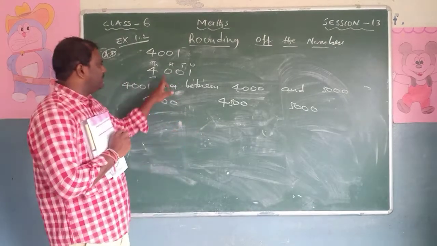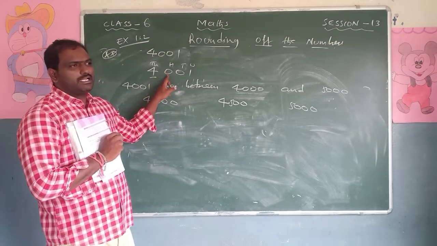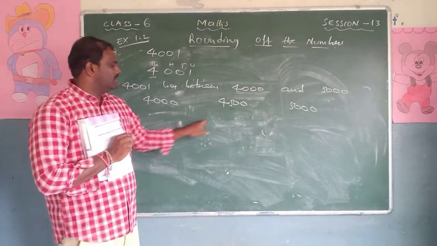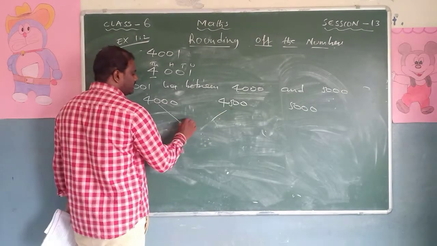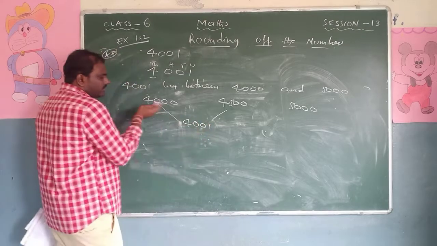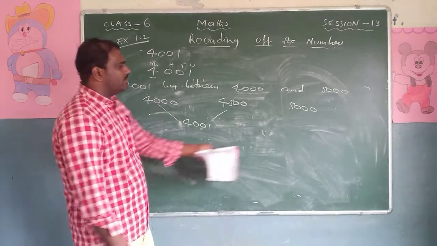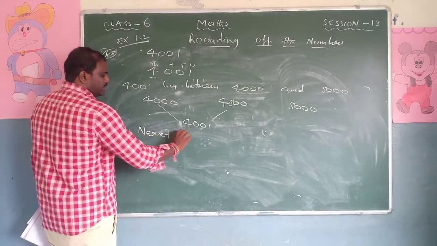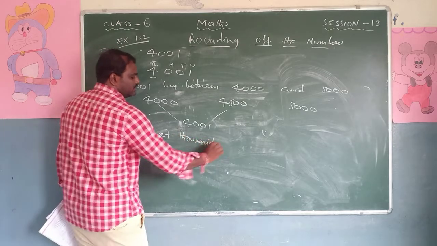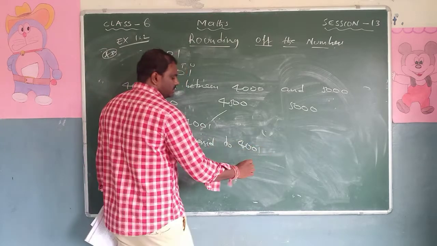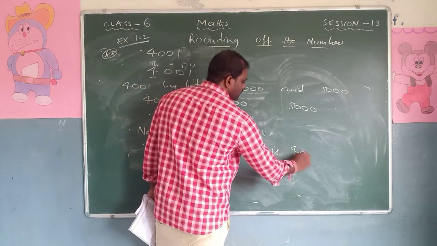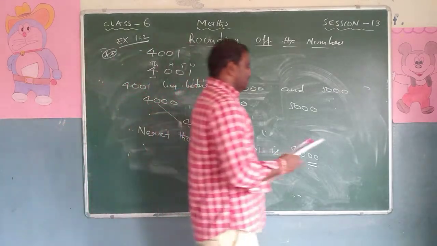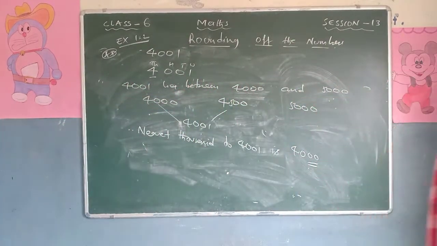No need to confuse, very simple. How many hundreds are there? 0 hundreds. Here how many hundreds are there? 5 hundreds. So no doubt it lies here. Just the next number after 4000 is 4001. So is it 5000 or 4000? 4000. Therefore, what I should write is nearest 1000 to 4001 is no doubt 4000. Okay?